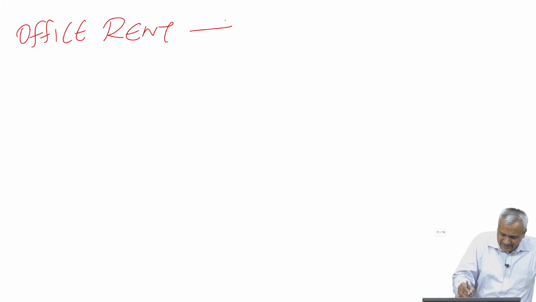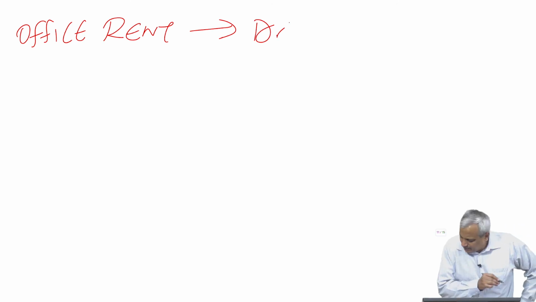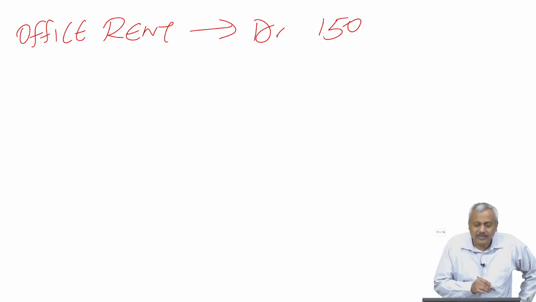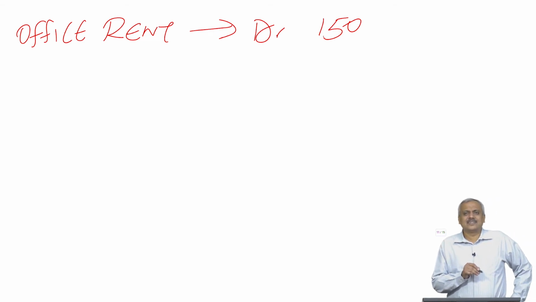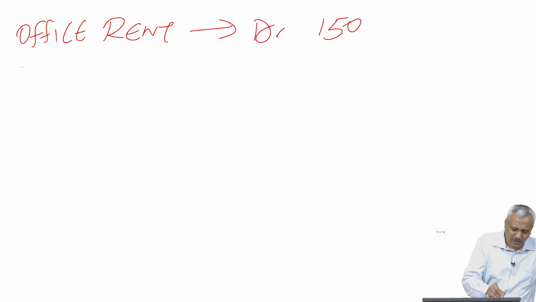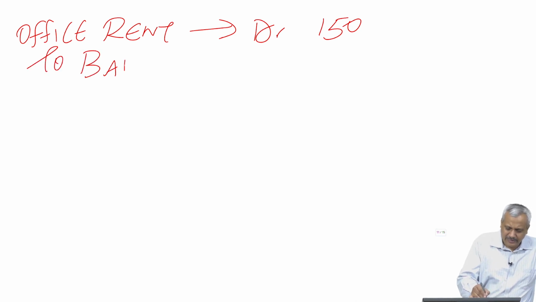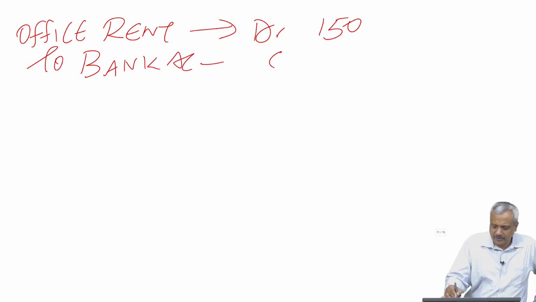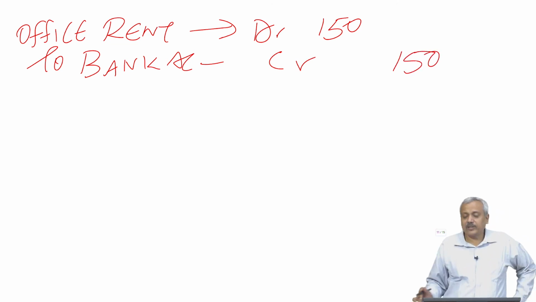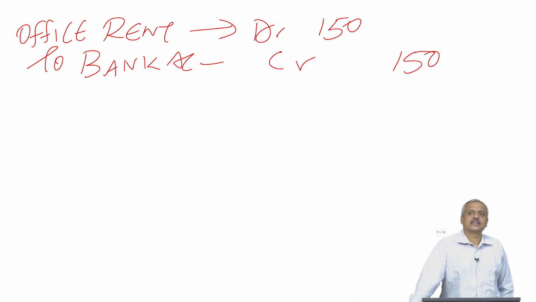So, when we debit all expenses and losses, what happens? This office rent is an expenditure, so I debit this expenditure to the extent of 150. What is the other side of the transaction? Something is going out. The bank account is going out. Debit what comes in, credit what goes out. The bank account is going out to the extent of 150.